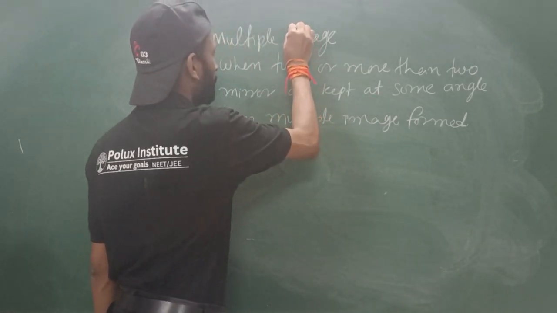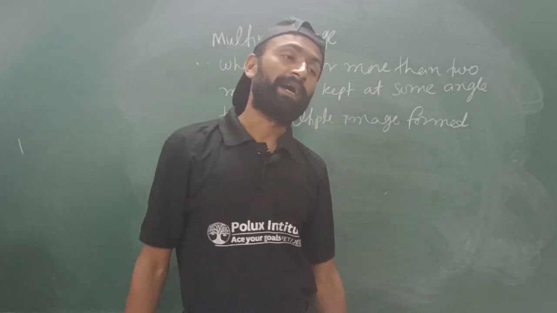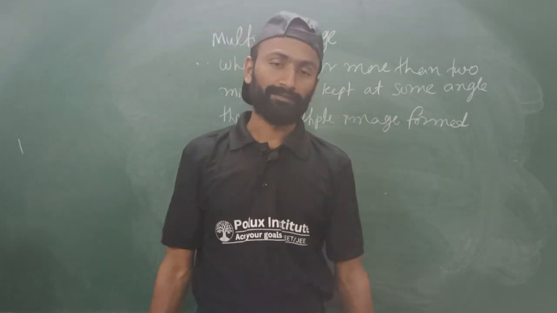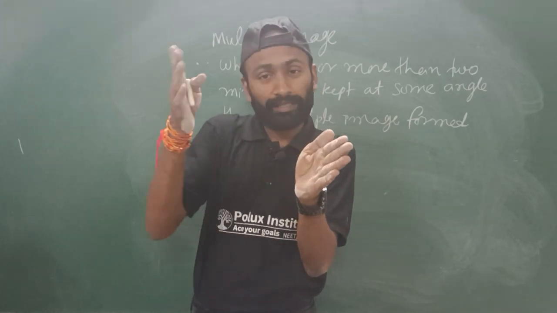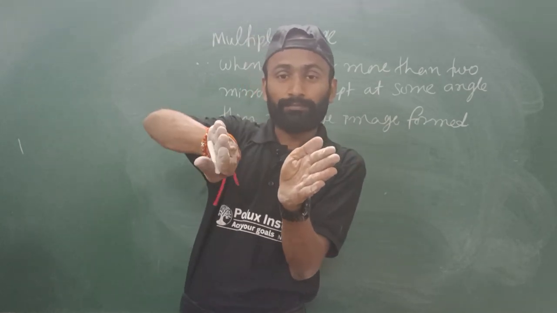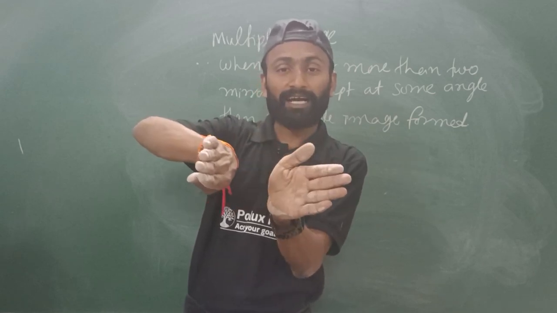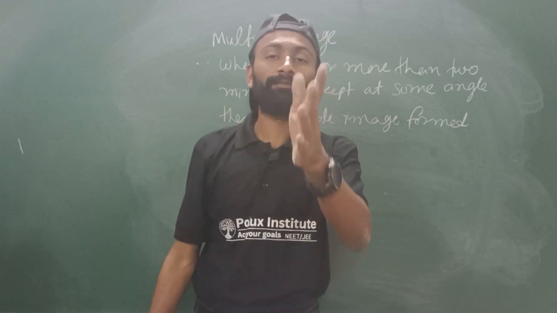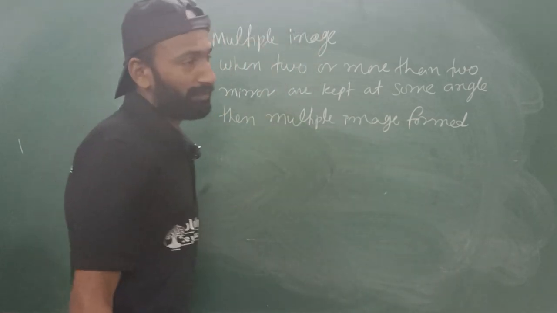So what is the condition for multiple images? At least two mirrors should be there and they should be placed at an angle. Don't do it the reverse way, where one mirror is painted, because in that case the image will not be multiple. So this is multiple image.